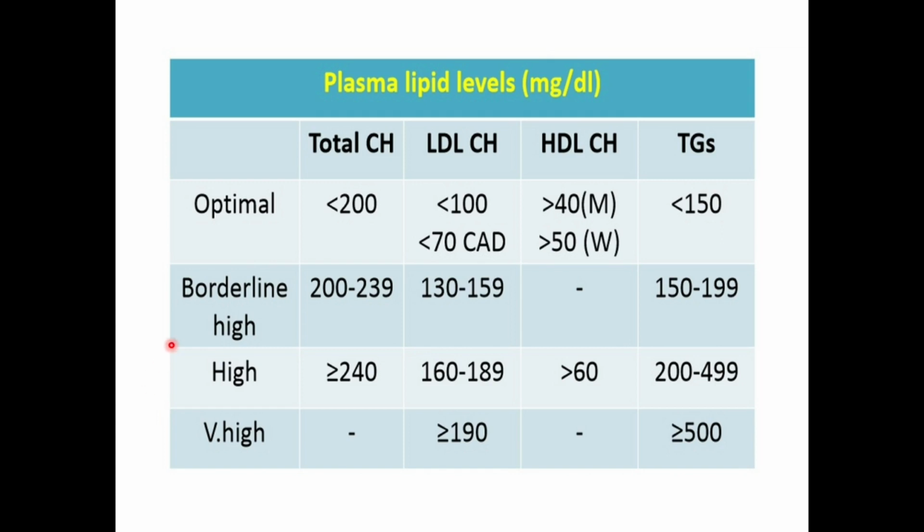Now these are the optimal levels. I've shown you the total cholesterol level, LDL cholesterol, HDL cholesterol, and triglycerides. The optimal level here is total cholesterol 200, LDL cholesterol less than 100. In case of a history of coronary artery disease, the level should be less than 70. HDL cholesterol in men should be more than 40, in women more than 50, and triglycerides should be less than 150. Borderline high is this level.